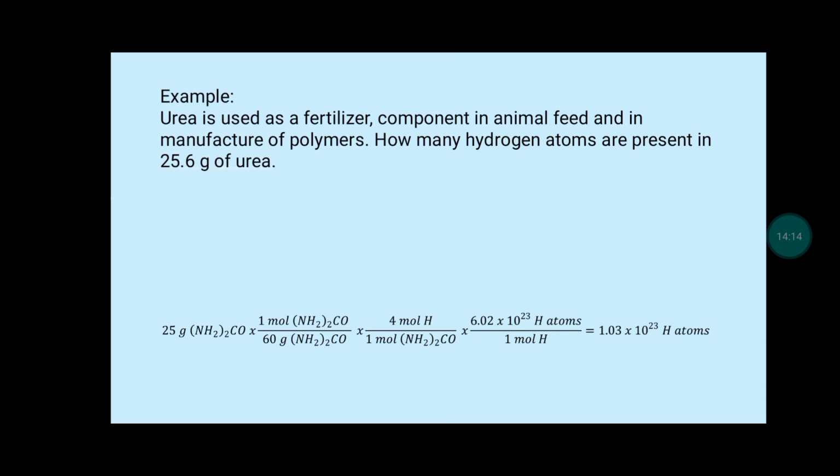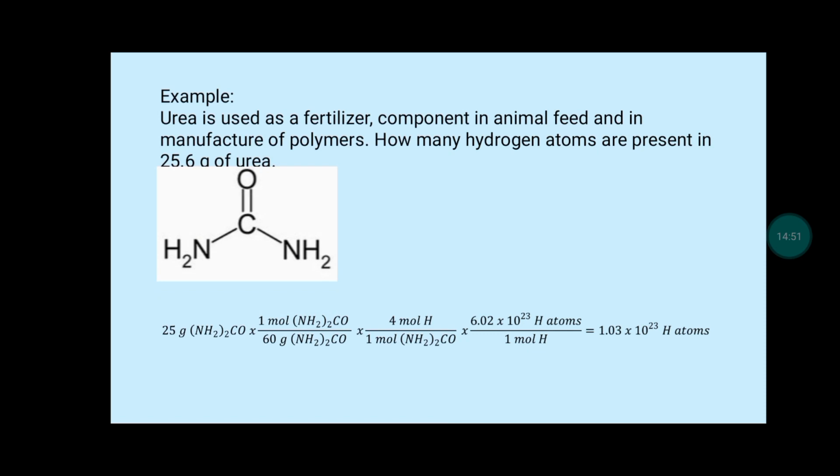And for our last example, urea is used as a fertilizer component in animal feed and in the manufacture of polymers. How many hydrogen atoms are present in 25.6 gram of urea? So, I mentioned a while ago that 1 mole contains exactly 6.022 times 10 raised to 23 elementary entities. So, we can use that in this example.